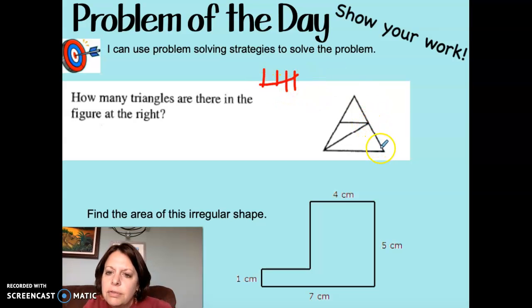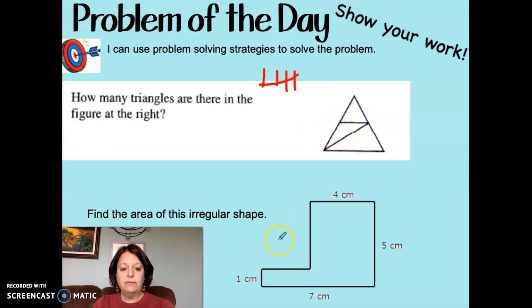Now this is not a triangle. That is a trapezoid, so that wouldn't count. So I believe there are 5 triangles here: this outline here, then each of the 3 here, and then this one right there. All right, that's what I came up with.